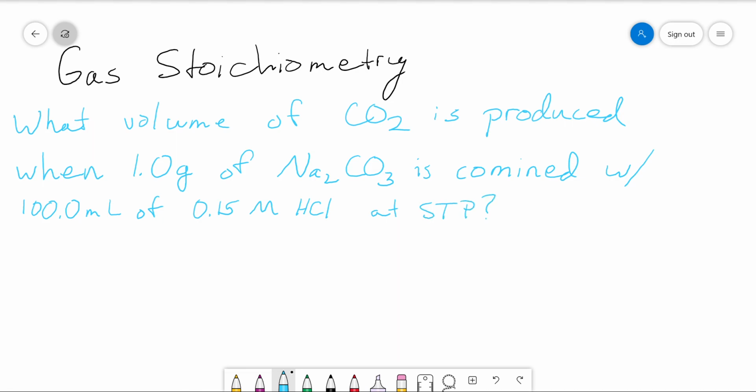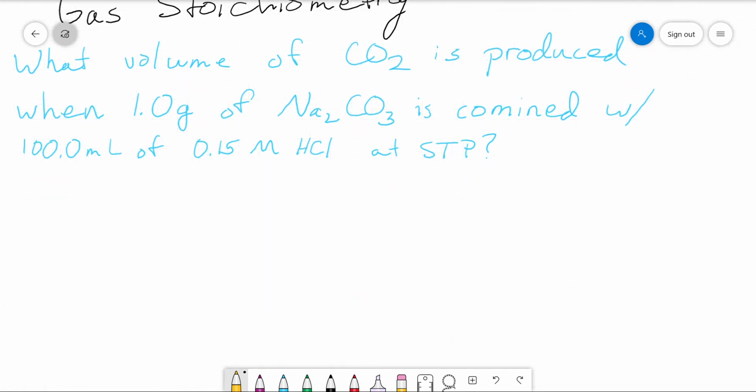Yeah, we probably couldn't actually do this problem at STP because it involves solutions. 0 degrees Celsius, things might be a little, well, they wouldn't be frozen because it's a solution, but it might be a little chilly.